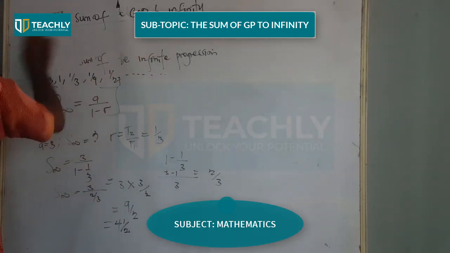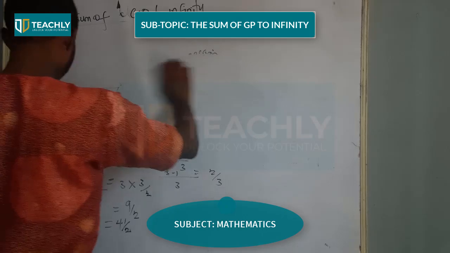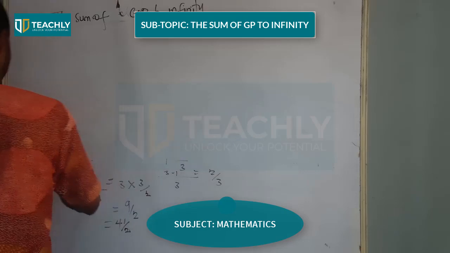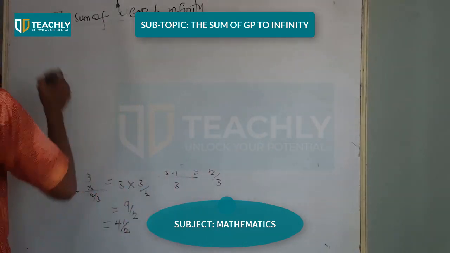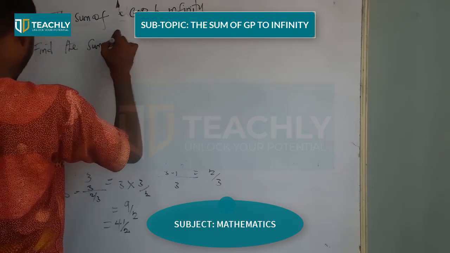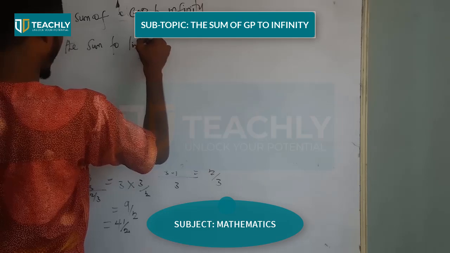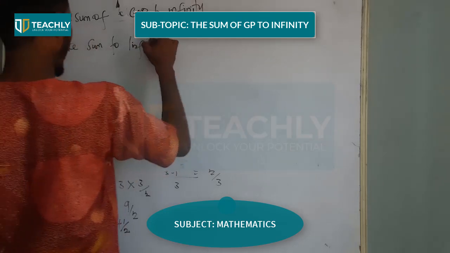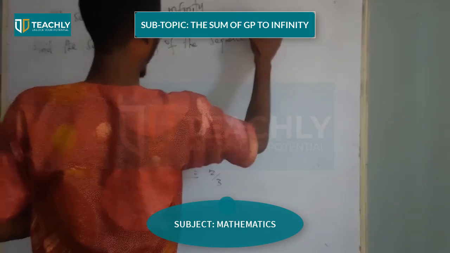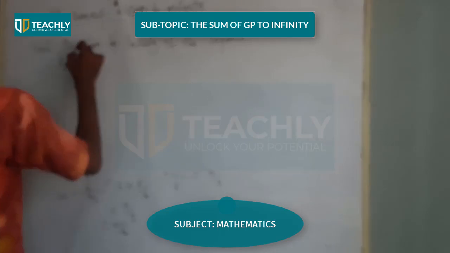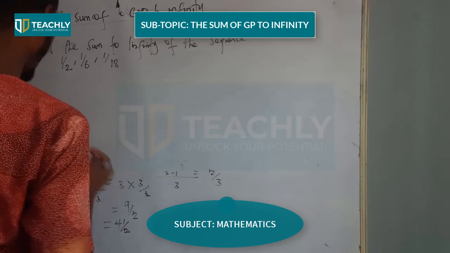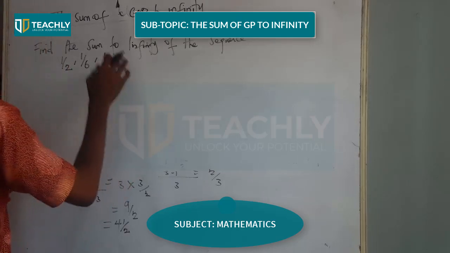Now let's look at another example. The question says find the sum to infinity of the sequence 1 over 2, 1 over 6, 1 over 18. This is quite cheap also. It's a theory question, but it's also an objective question.